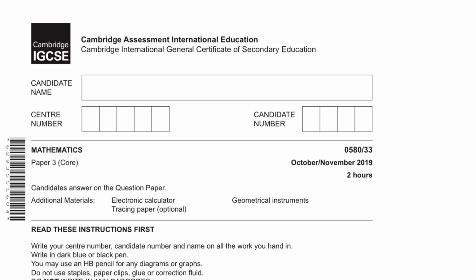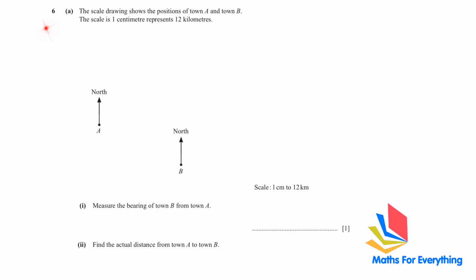So today we are going to solve Cambridge GCSE Mathematics Paper 3 Core, Variant 3, October-November 2019, question number 6 onwards. Question number 6. This is the bearing question.